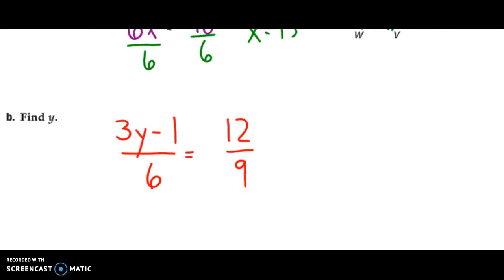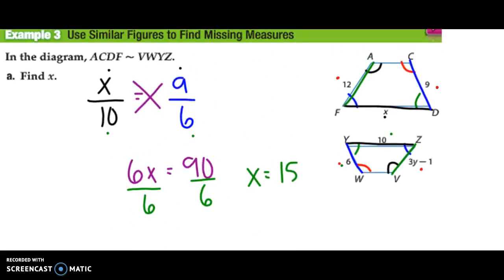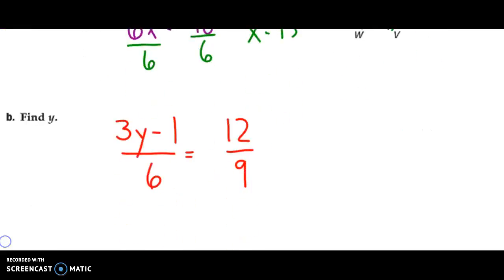Now notice in this one I set it up differently. I looked at both quadrilaterals independently. I said 3y minus 1 over 6 is the same as 12 over 9. So now I set it up a different way. You'll notice it still sets up our proportion problem and still solves the same way.